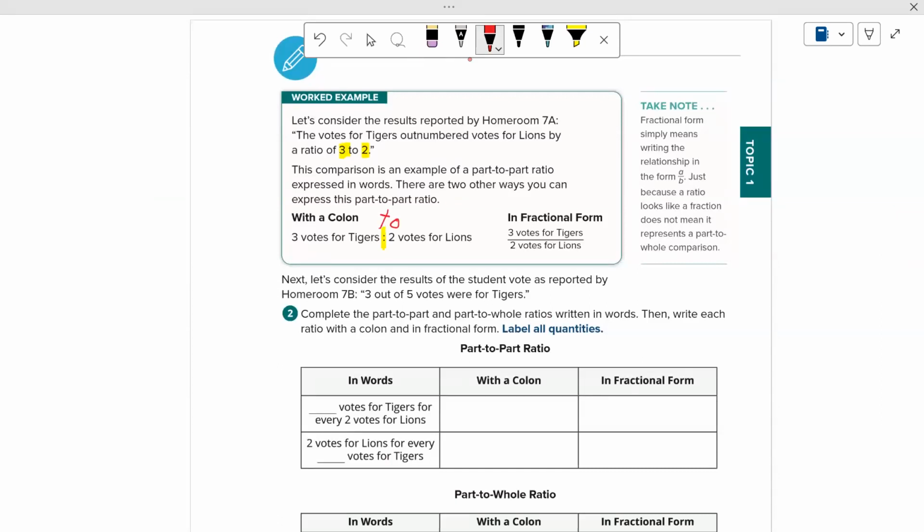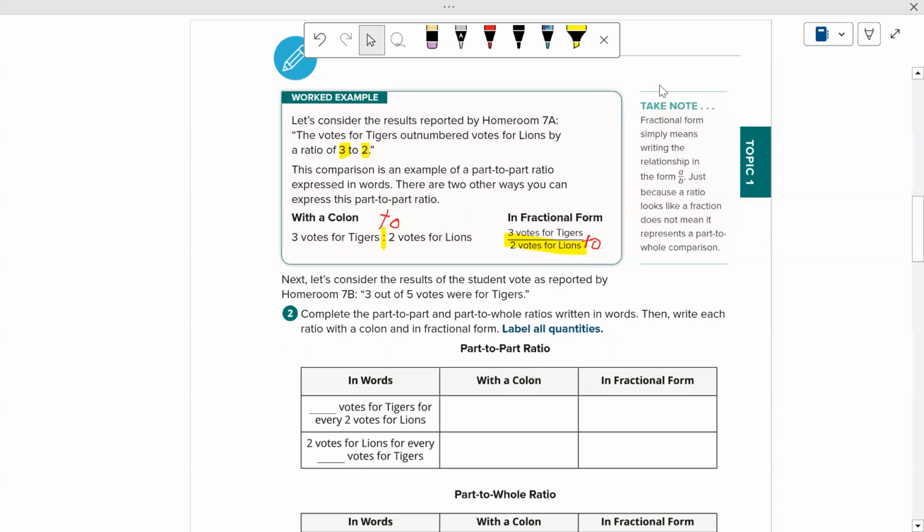And then you can also write it in fractional form. Notice that we do include the words here as well. Instead of the word "to" and instead of a colon, we actually have a fraction bar here. So we put the fraction bar in the middle. That was not a straight line, but either way, the fraction bar is what replaces the word "to" here. So the first part of the ratio goes on top, and the second part of the ratio goes on the bottom, which is really cool.